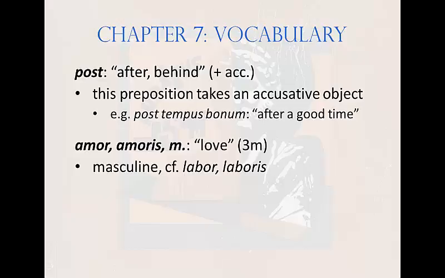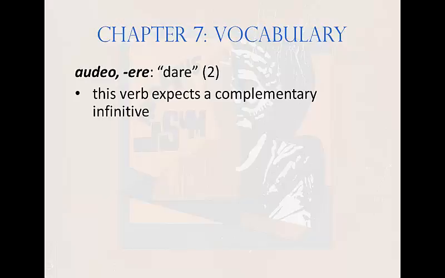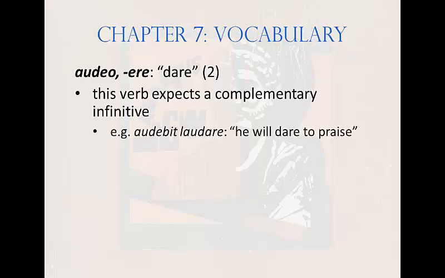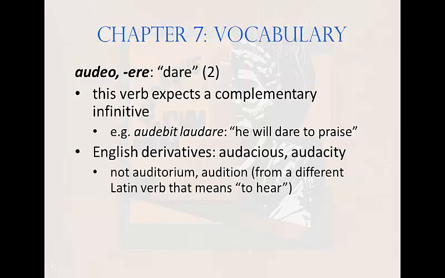The next word, audeo, audere, is a verb that means dare. It's second conjugation. You should note that this verb expects a complementary infinitive, because you dare to do something. For instance, audebit laudare. He will dare to praise. His teacher, no doubt. English has a number of derivatives from this word, including audacious and audacity, but not words like auditorium or audition. Those come from a different Latin verb that means to hear.